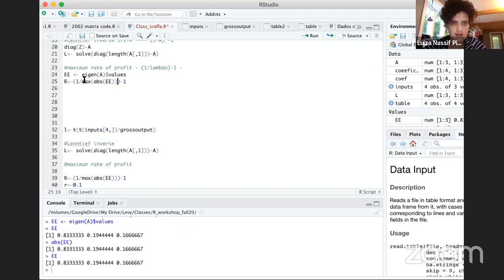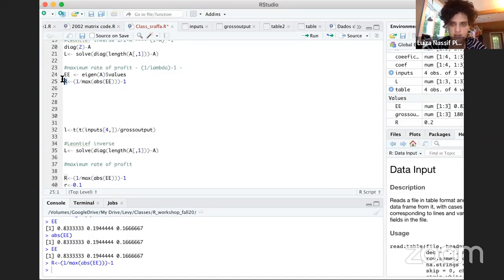So, I already did the abs here. So if you actually do need to take out the imaginary part, this is already incorporated into the code, although for this specific table, this is not a problem. So then you're gonna do 1 divided by the highest eigenvalue, all that minus 1. So that's just the formula. And this gives you that the maximum rate of profit of the system is 20%.